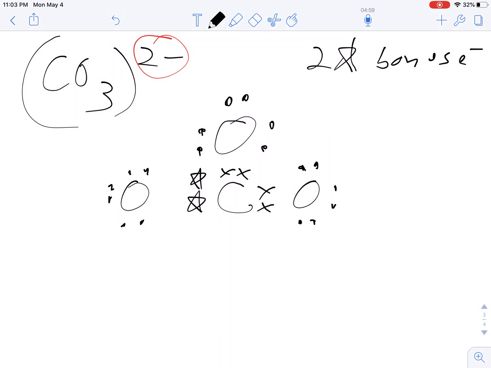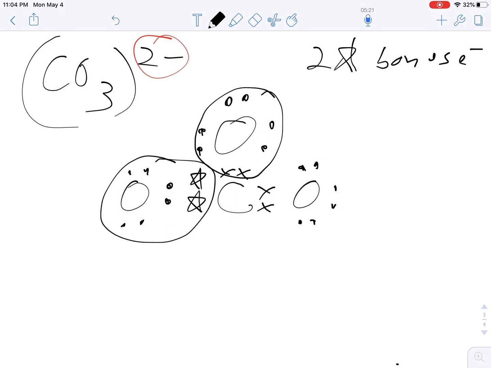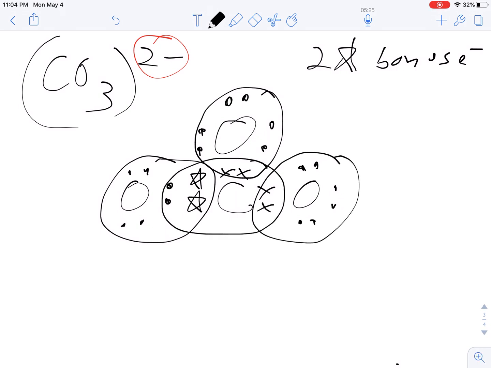So now how am I going to get 8 electrons around each? Well, I'm going to have to form a double bond. And what I'm going to do is I'm going to take these 2 electrons and I'm going to put it right there. And the reason why I do that is because now I have 8 around that oxygen, 8 around that oxygen, 8 around that oxygen, and I put in a double bond to get 8 around the carbon.